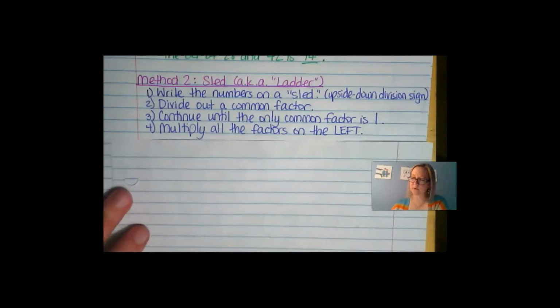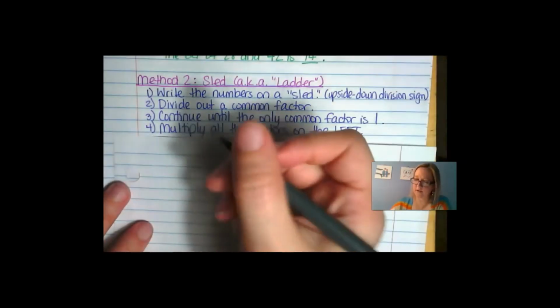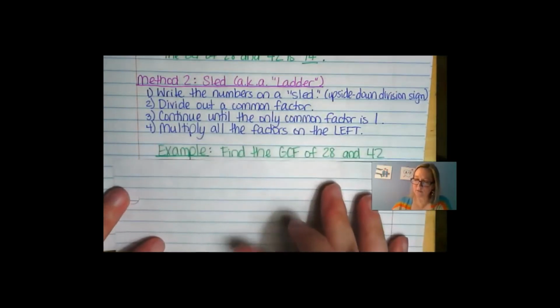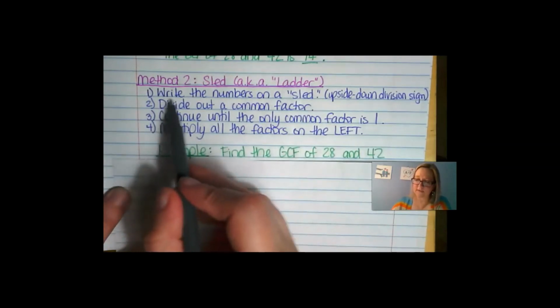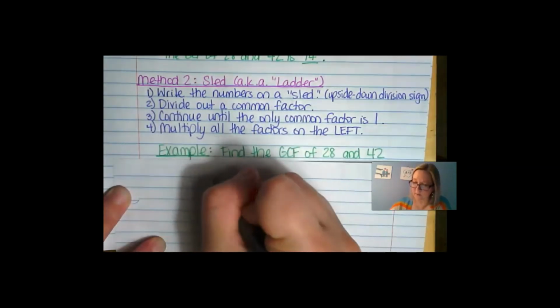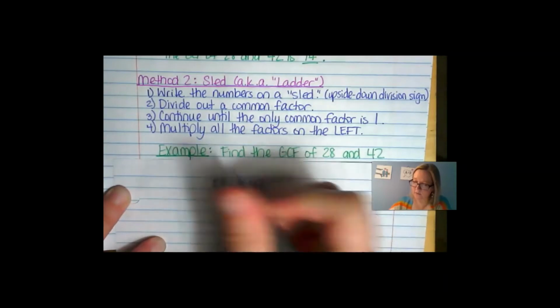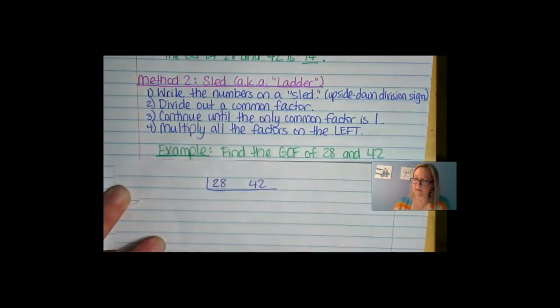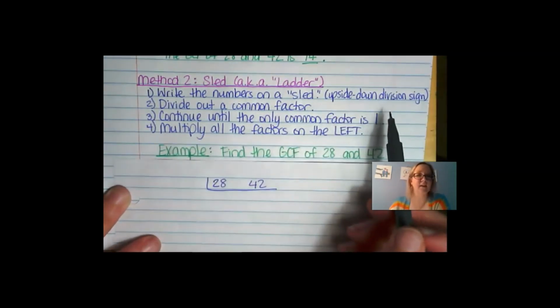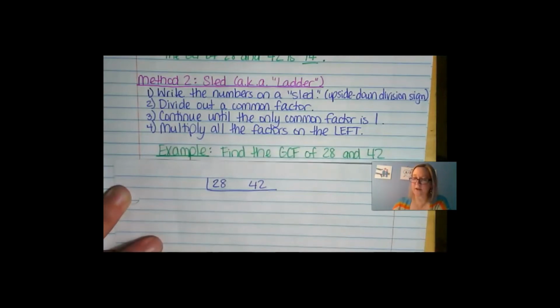Alright, so I'm going to redo this even though you've already got it written down. So I'm finding the GCF of 28 and 42. My first step is to write the numbers on a sled. So I would write 28 and 42, and that's my little sled right there. Notice it's like an upside down division sign. If you were to flip that upside down, it's basically like a division sign.